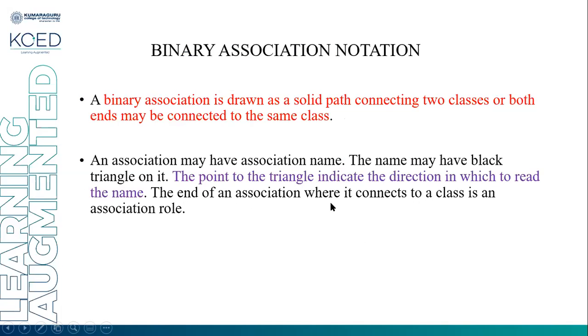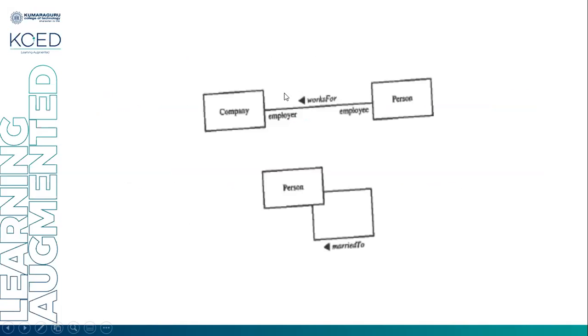The end of the association where it connects to a class is an association role. So here the association contains a role. A company is an employer. A person is an employee. So this is known as an association role.